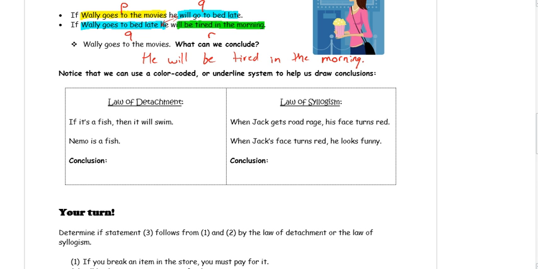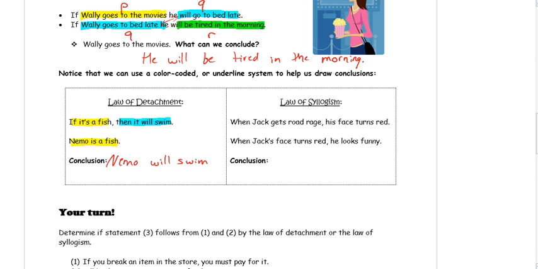So again, look at that law of detachment. If it's a fish, then it will swim. Nemo is a fish, then we can say that Nemo will swim. Okay, so they're being connected there. Law of detachment.